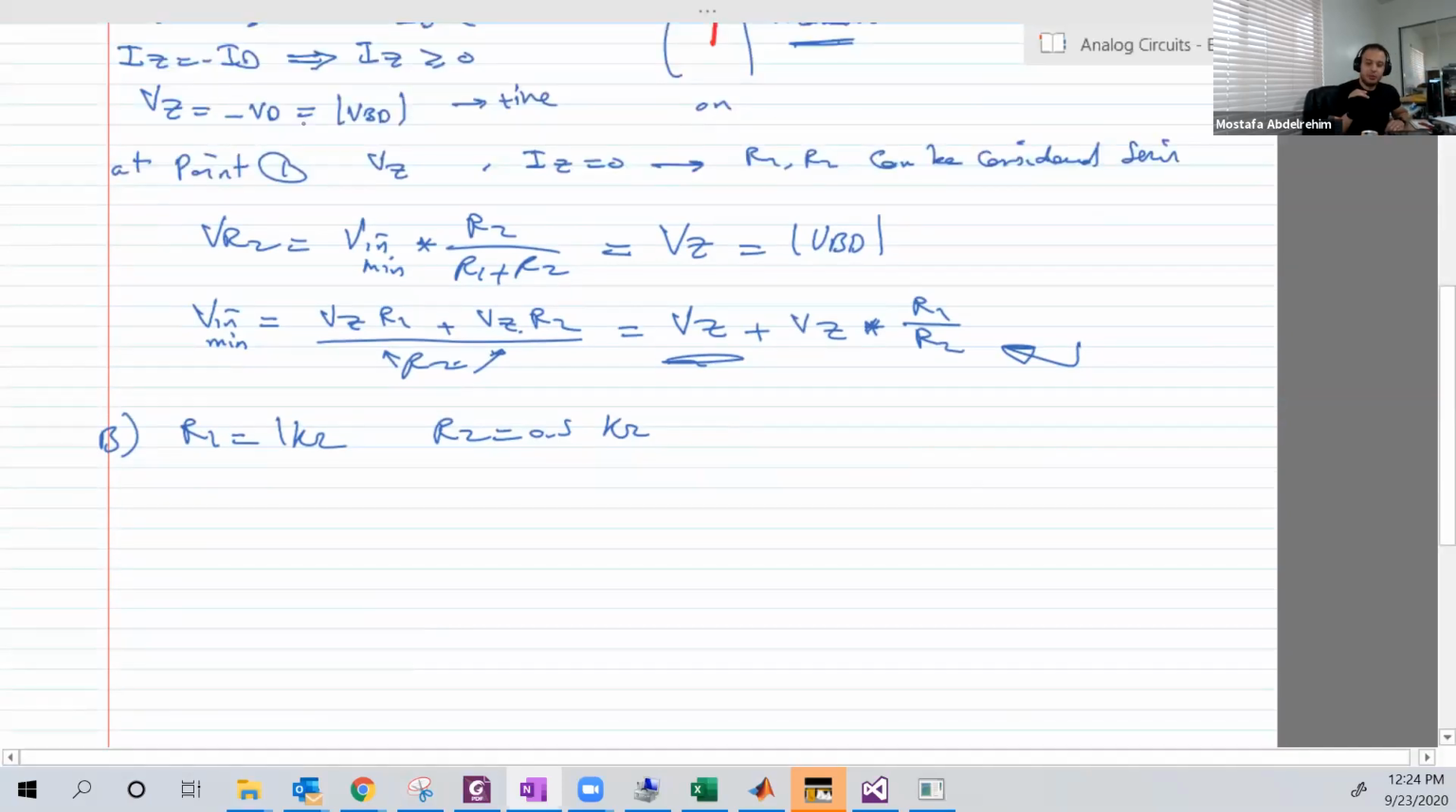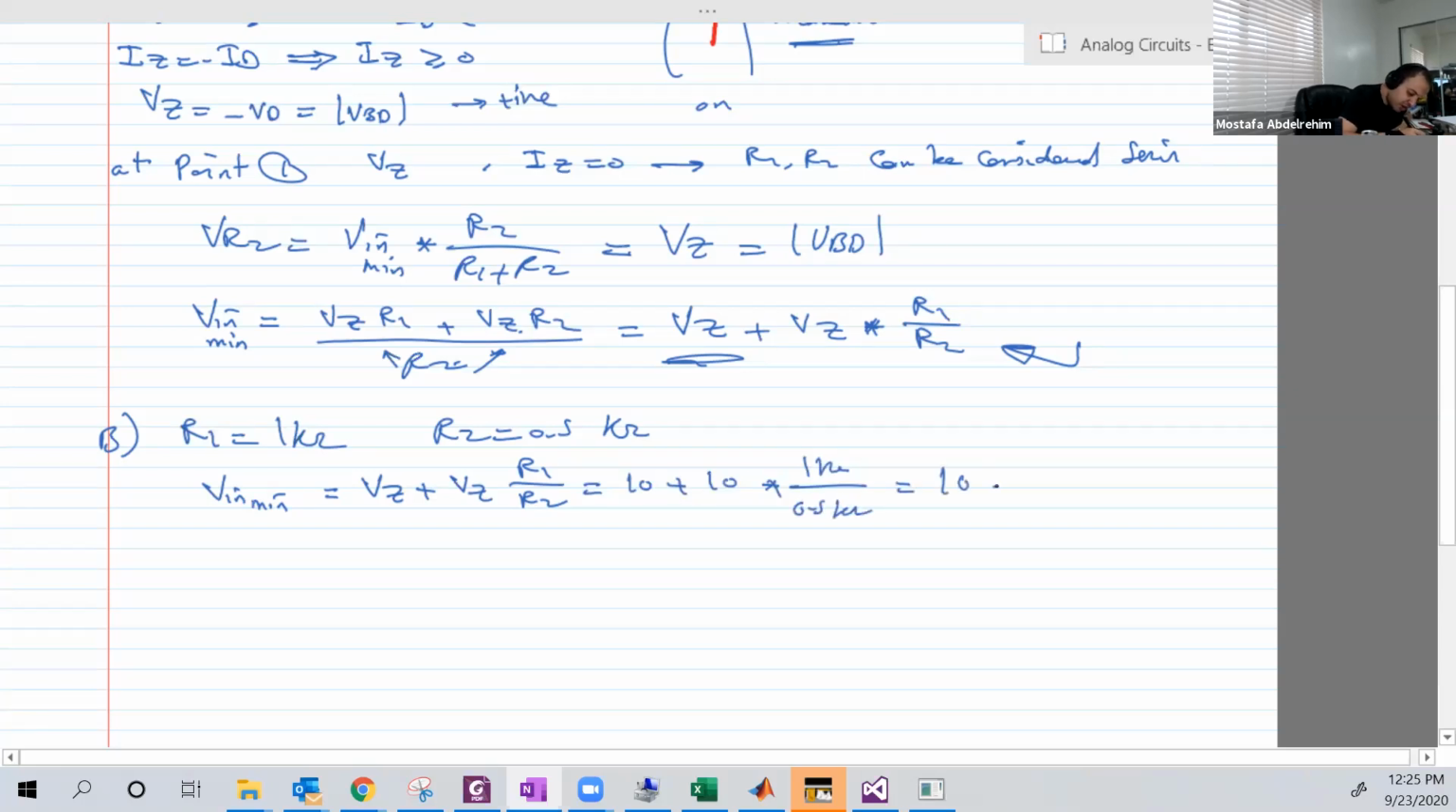Before anything, we calculate V input minimum. V input minimum is equal to Vz plus Vz R1 over R2. Vz is 10, R1 is 1 kilo ohm, and R2 is half a kilo ohm. So this is 10 plus this is half, this is 2, 20, equal to 30 volts.